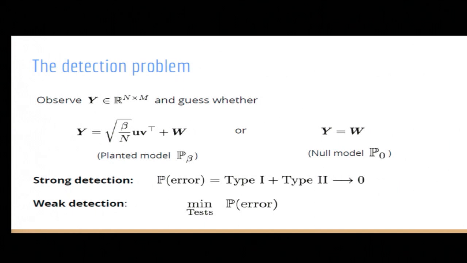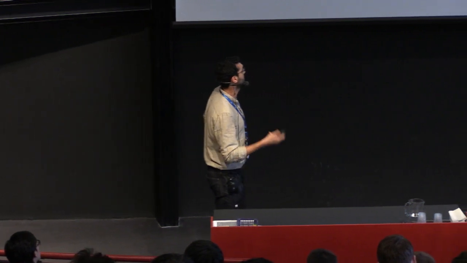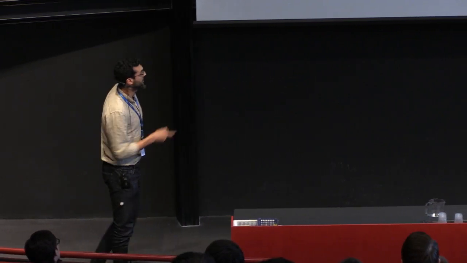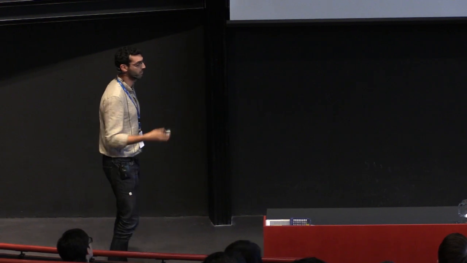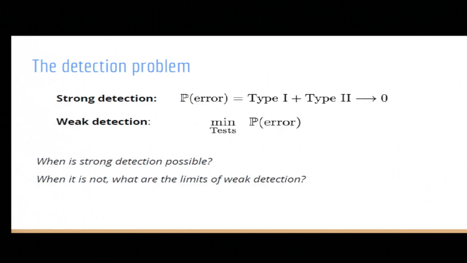Okay? So there are two notions of detection I'll be caring about. There is the notion of strong detection, which just requires the type 1 and type 2 errors to go to 0, meaning that your test has to be very confident. In the limit, you have to make 0 errors. And weak detection is not as stringent. If strong detection is not possible, you could just aim for minimizing the probability of error, making the least amount of errors possible. So the questions I'll be asking are: when is strong detection possible? Is it always possible to have 0 error in the limit? And if it's not, what is the minimum amount of errors you can make? So this is the setting.